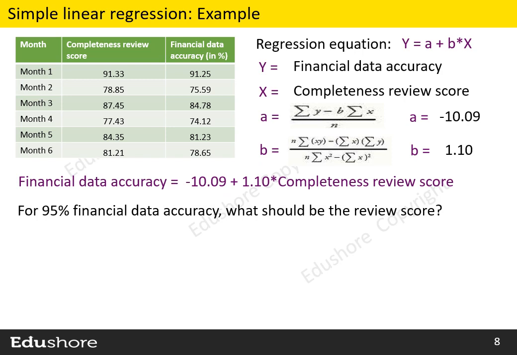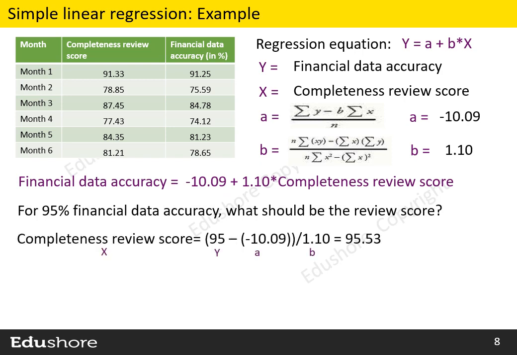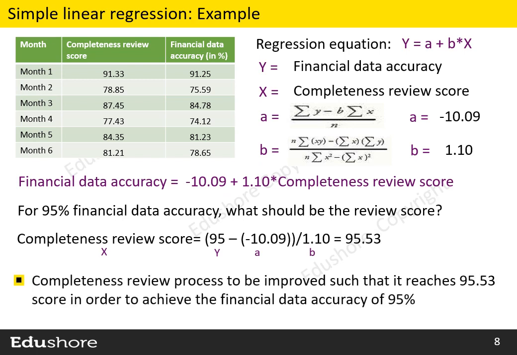Using this formula, we can find the value of X, the completeness review score, as Y minus A divided by B, which is equal to 95.53. This tells us that the completeness review score to be improved such that it reaches 95.53% in order to achieve the overall financial data accuracy of 95%. This is how we use the regression to estimate the relationship between X and Y so that it helps us to move toward specific solutions for the project Y.